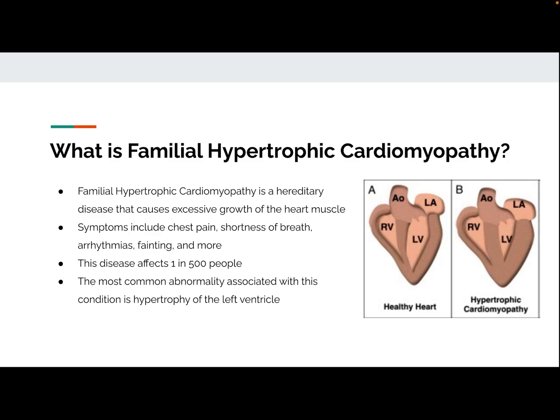This disease affects 1 in 500 people. The most common abnormality associated with this condition is hypertrophy of the left ventricle, which is depicted as well in the picture on the right. As you can see here, the left ventricle in image B is significantly thicker than that of image A.